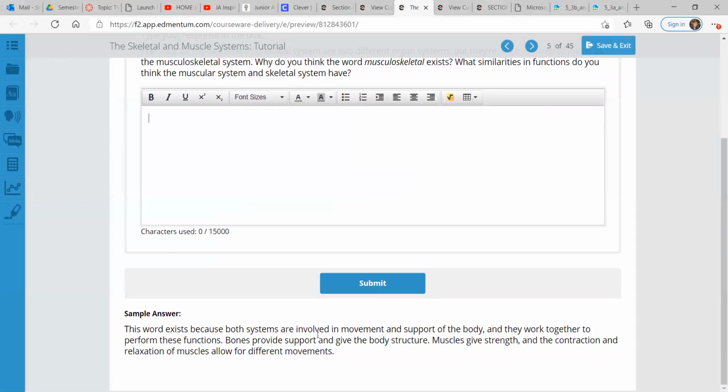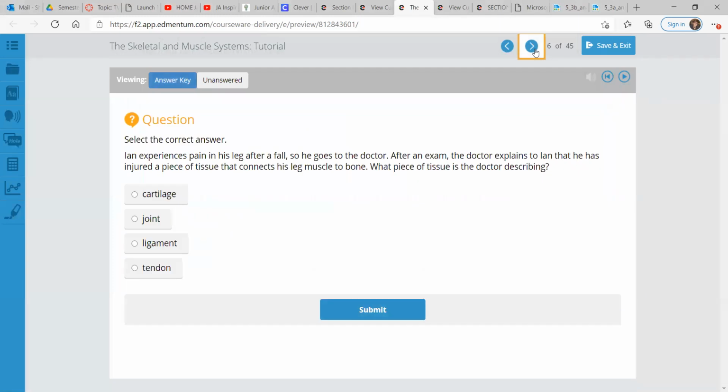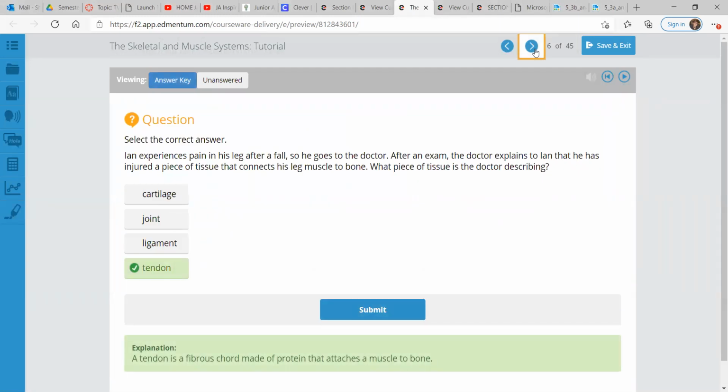And the sample answer: this word exists because both systems are involved in movement and support of the body. They work together to perform these functions. Bones provide support and give your body structure, while the muscles give strength, and the contraction and relaxation of muscles allow for different movements. So they're very intertwined.